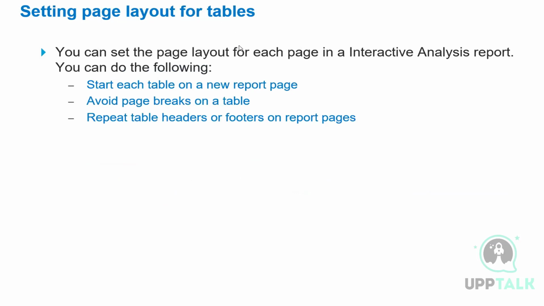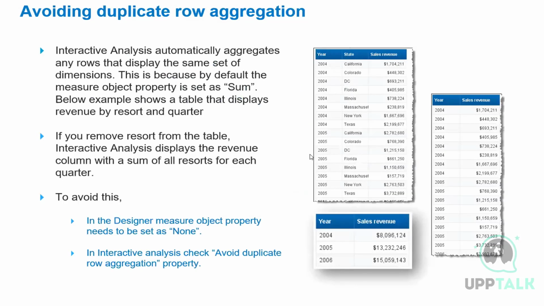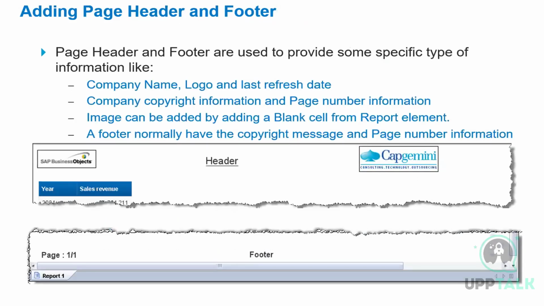Setting page layout for tables. As I told you, we can repeat table headers or footers on report pages. If you click on that, it will repeat. Otherwise, we will not see the table headers. So those kinds of options are there. And we can also avoid duplicate row aggregation using the properties that I can tell you later.